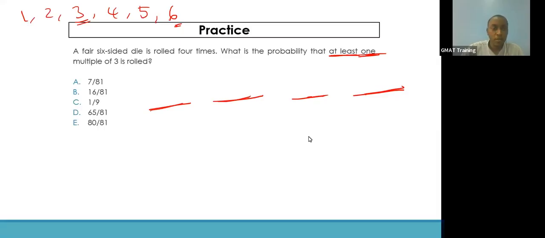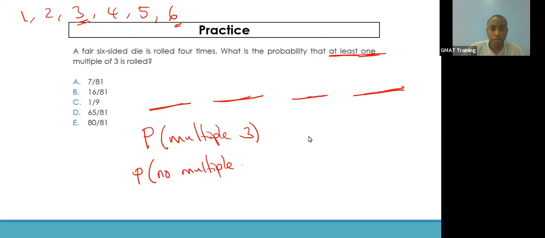In this case, instead of doing the probability of having a multiple of 3, which is the direct, we'll do the probability of having no multiple of 3. How many of these numbers are not multiples of 3? We have 1, 2, 4, 5. Those are 4 options out of 6. Okay, so the second roll, we have the same 4 out of 6. Third roll, 4 out of 6. And the fourth roll, 4 out of 6.